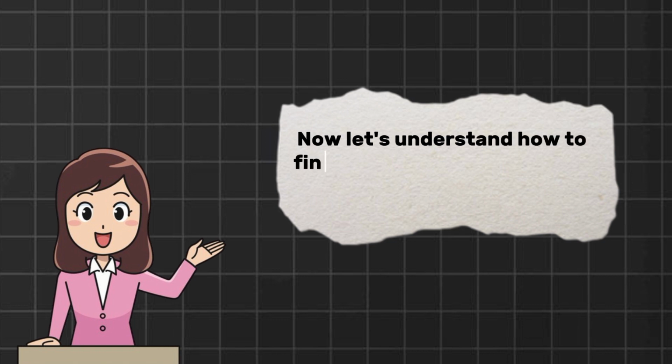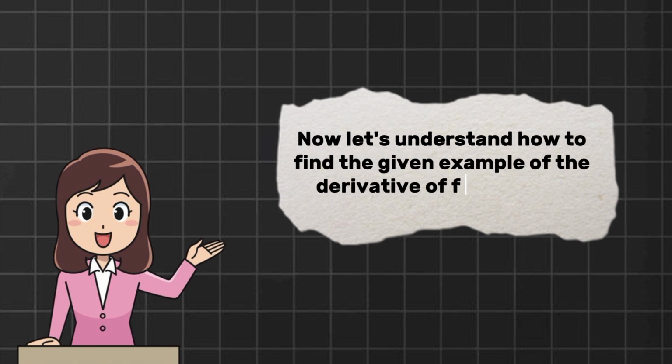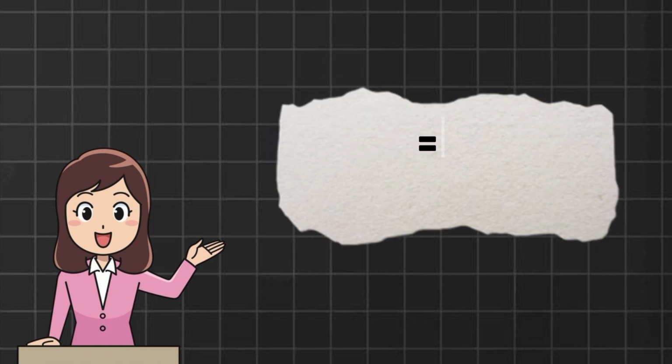Now let's understand how to find the derivative of f of x equals 2 raised to 3x squared. The first step is to understand the function. The function f of x represents a number raised to the power of another function. In this case, the base is 2 and the exponent is 3x raised to the power of 2. Second, we need to find the rate of change.